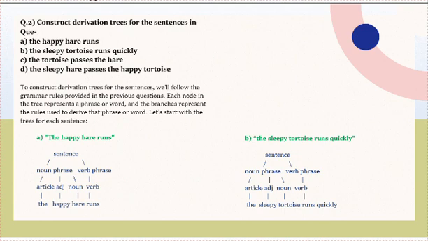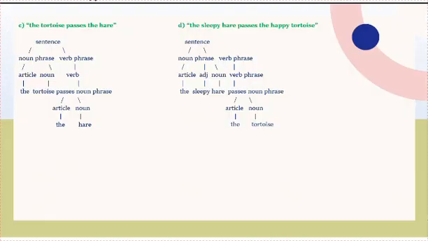Question 2. Derivation trees. To visually represent the process of generating sentences, we construct derivation trees. These trees show step-by-step production rules for sentences. Let's create derivation trees for sentences like the tortoise passes the hare.